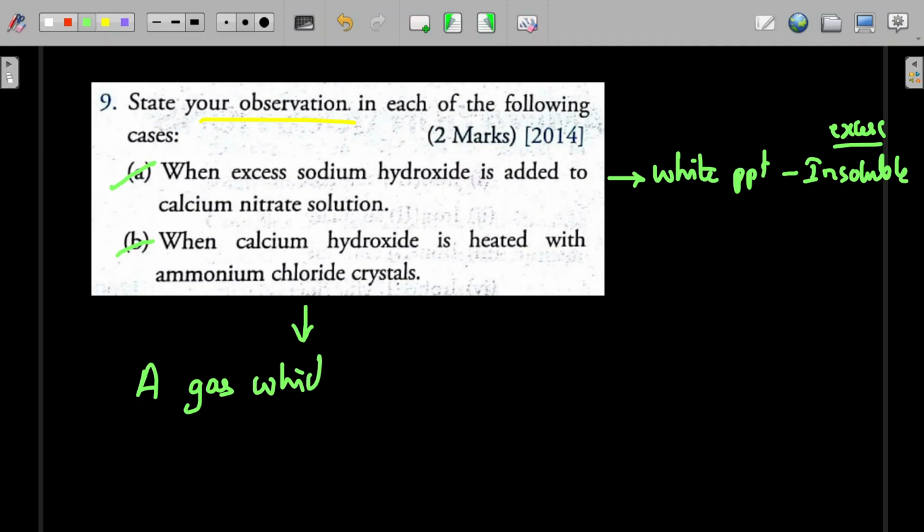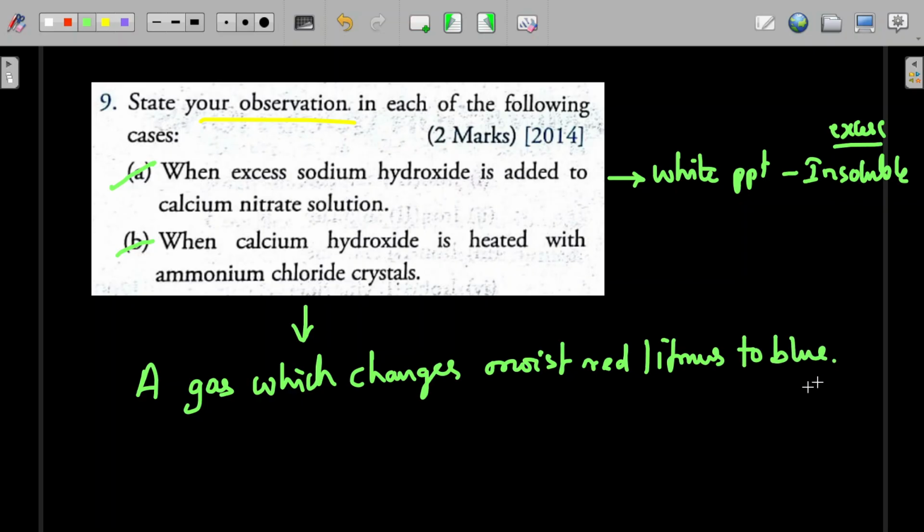Okay, a gas which changes moist red litmus to blue. Okay, write all these points. Or you can also write a gas released, and you proceed further if you want, that it also gives dense white fumes with conc. HCl, a glass rod dipped in conc. HCl.